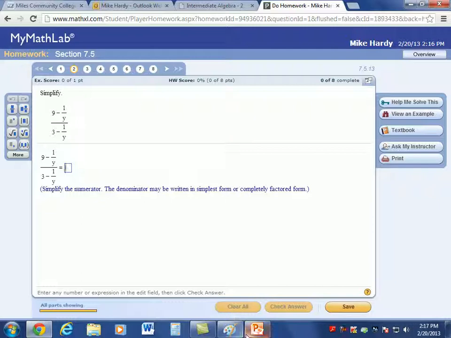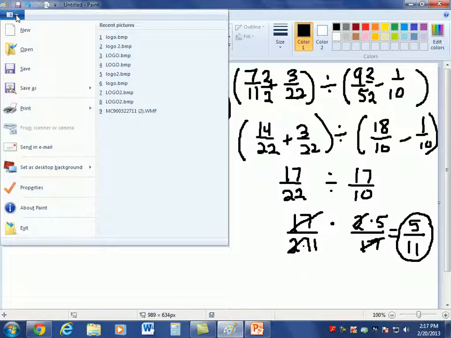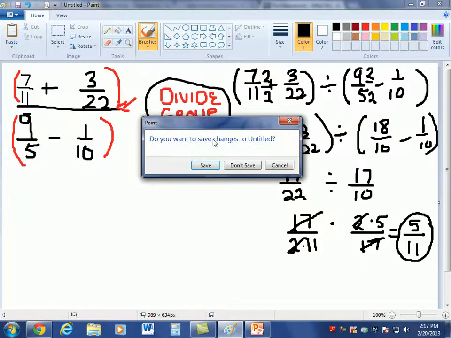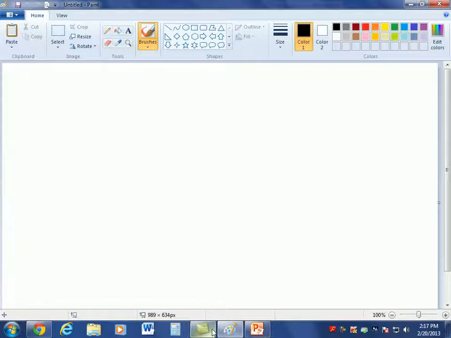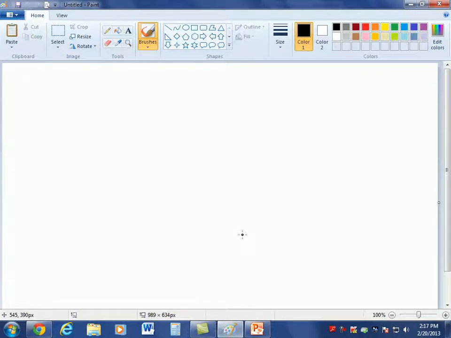Let's go to the second one here. I totally messed up the verbal saying that. Let's try that again. 9 minus 1 over y divided by, I believe it's 3 minus 1 over y. Yes, it is. 3 minus 1 over y.